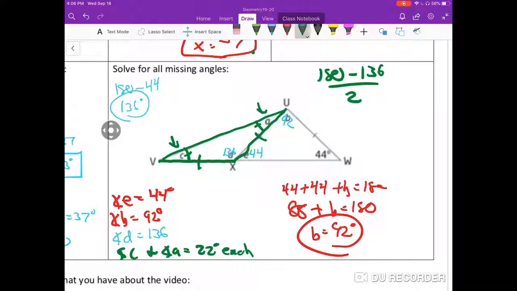Okay, so actually, yeah, that's fine. So they are both 22 degrees. All right, so that's going to be it for video number 5, angles in a triangle.